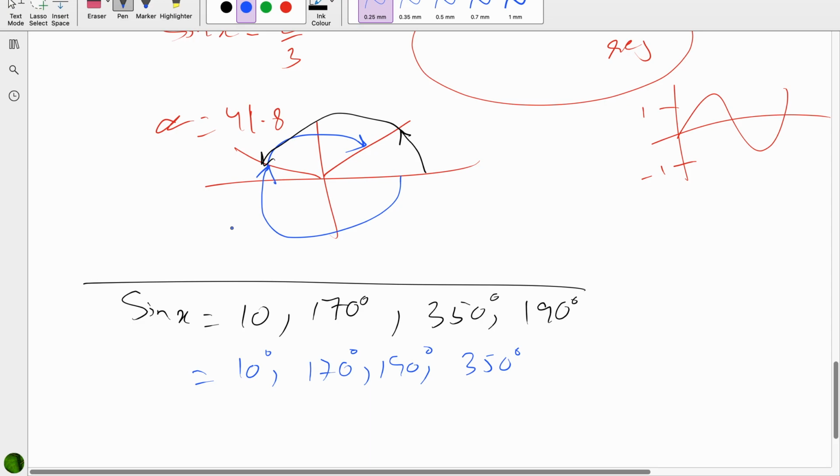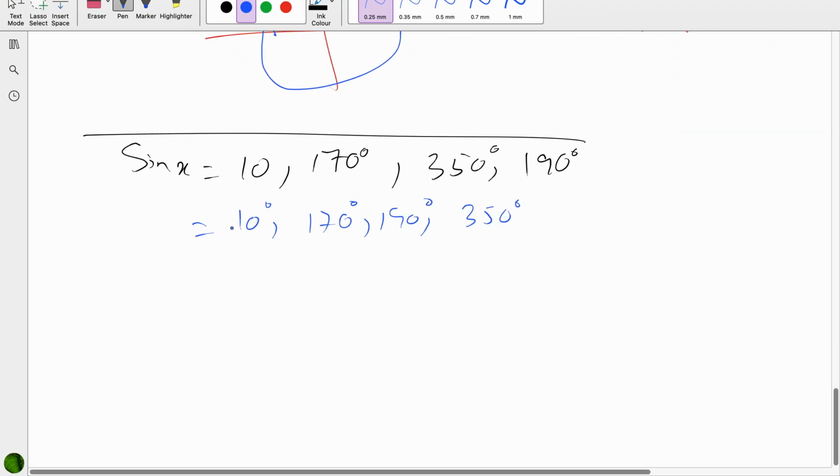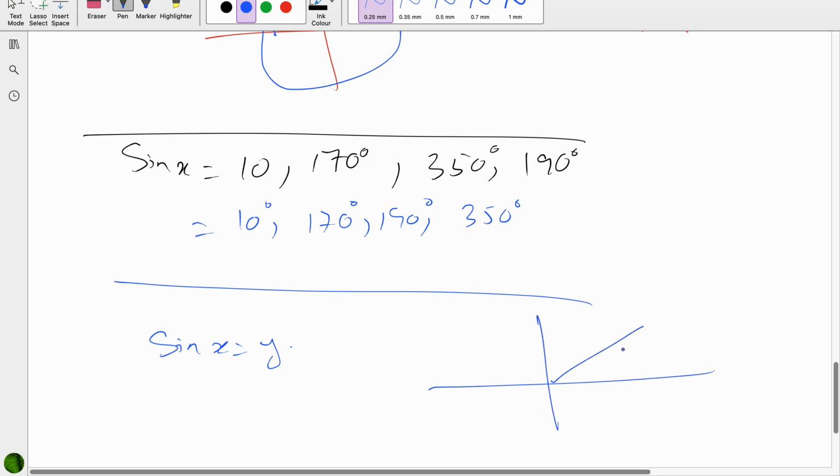Because our domain was large. In this case, our domain was large. Let me make that clear. For example, we had sine x. They all have the same answer because the basic angle is the same. Suppose you have this basic angle 10 and this basic angle 10. Third basic angle and fourth basic angle.